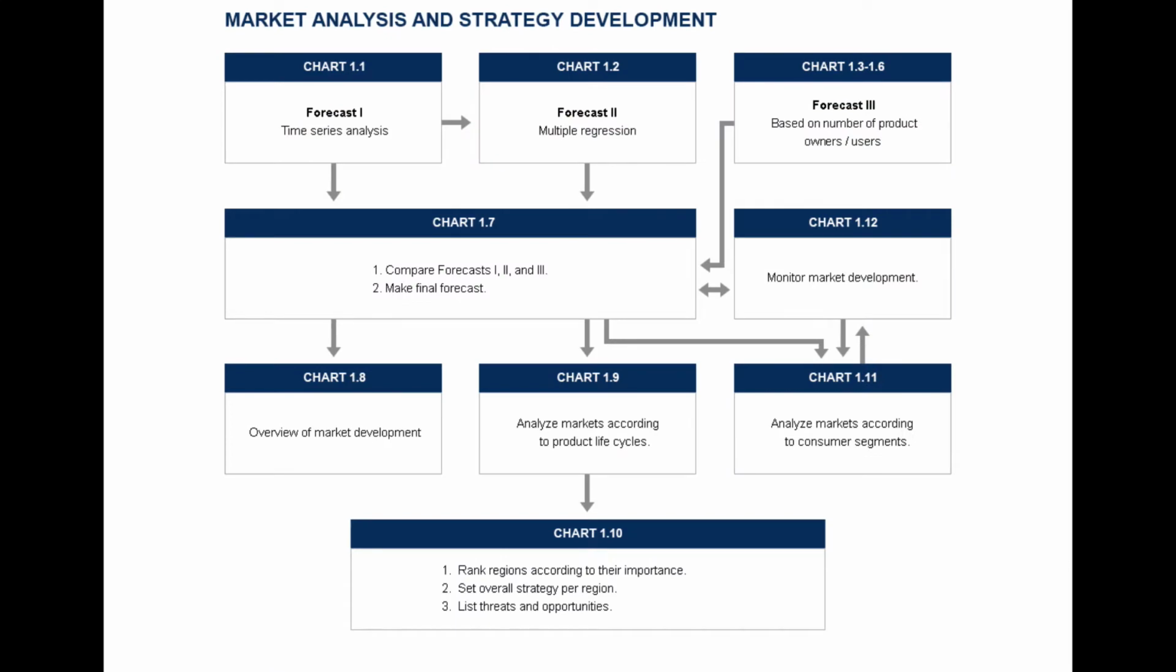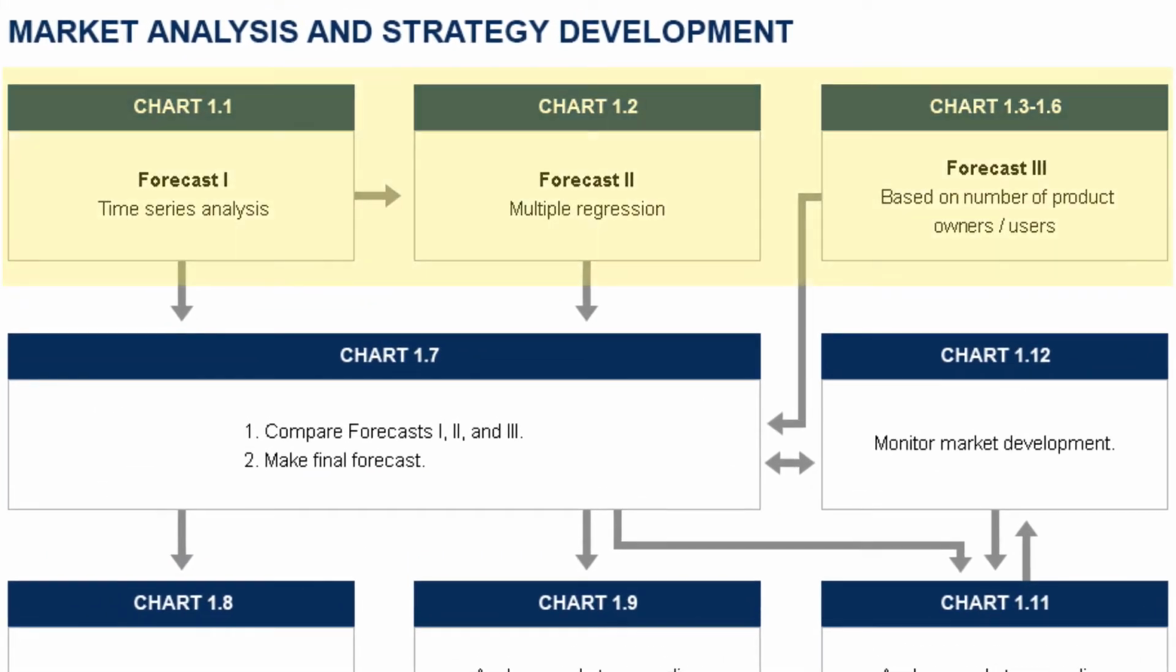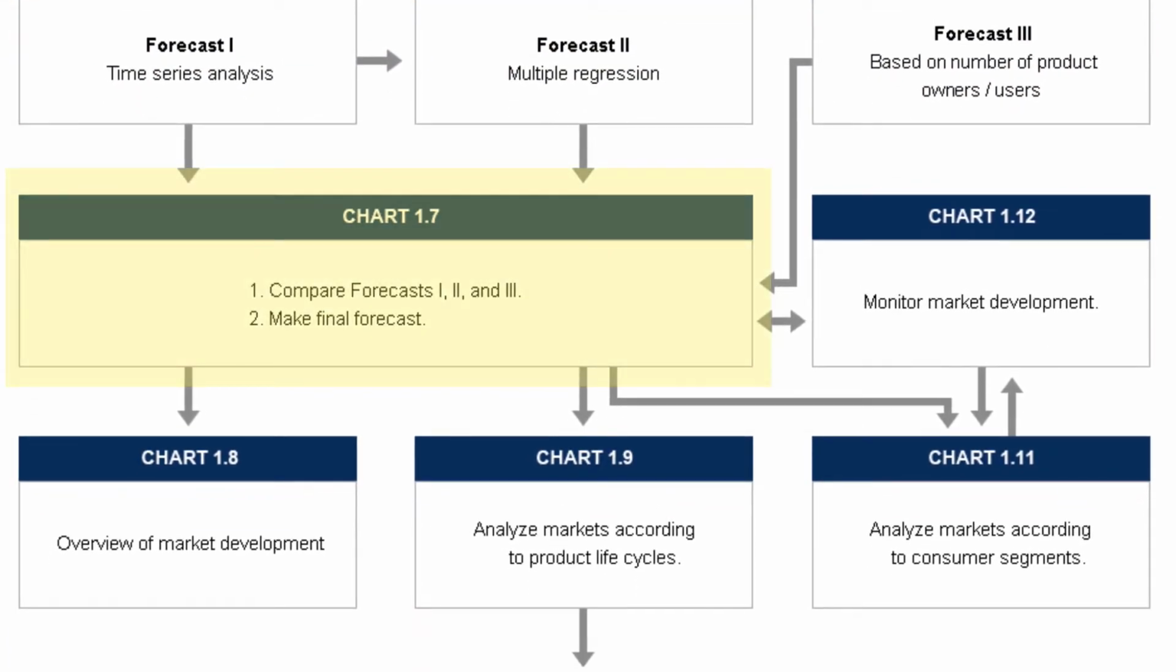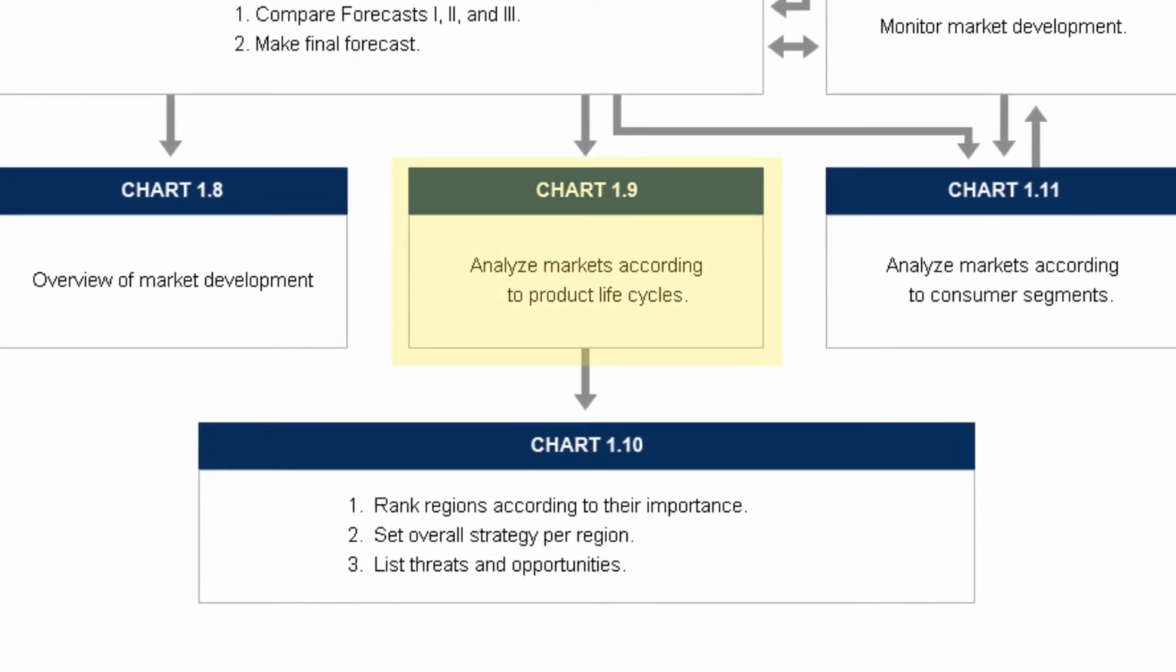Here is an example of the data flow in the Market section. Charts 1.1 to 1.6 analyze the market development, and we make the final forecast in Chart 1.7. Chart 1.9 analyzes the market trend. Strategy decisions are made in Chart 1.10.